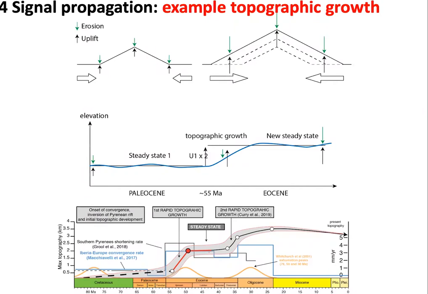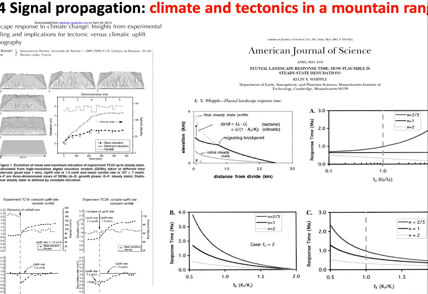For a certain type of characteristic equilibrium time, it gives us an idea of how things work. And now I wanted to be direct about some of climate and tectonics in a mountain range. And I have this slide on paper, good and emblematic of those aspects: how climate and tectonics can propagate in a mountain range, and you can definitely look at this with numerical models.